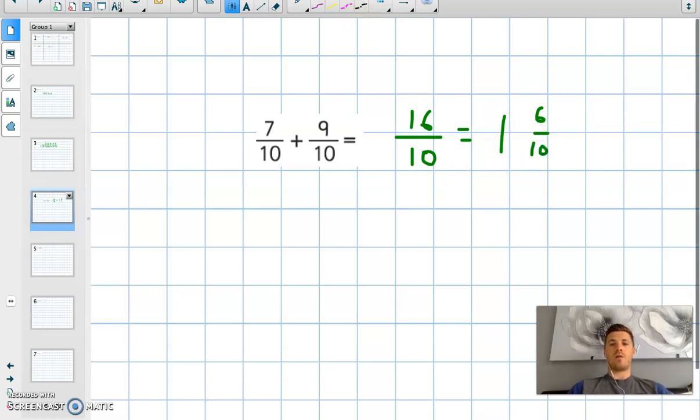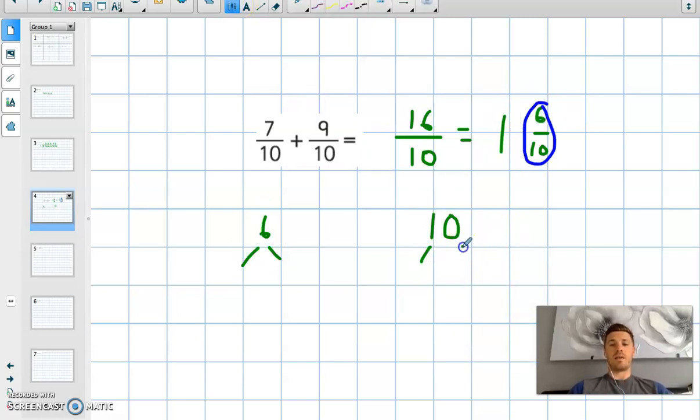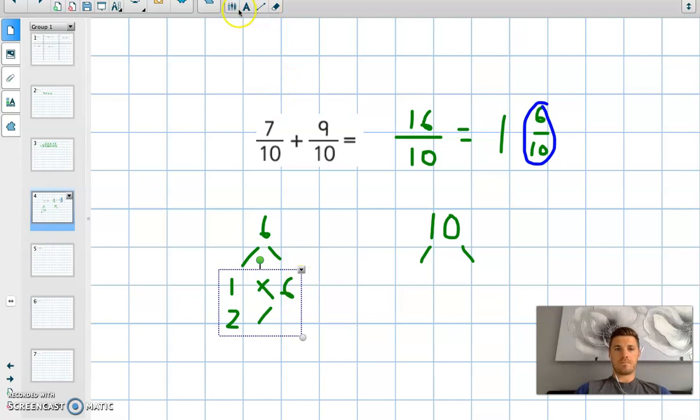I know, though, that 6 tenths can be simplified even further. So what I'm going to do is look for the highest common factor of 6 and 10, and then divide the numerator and the denominator by that highest common factor. So the factors of 6 are 1, 6. There's also 2 and 3. And there aren't any more factors of 6, so that's great.